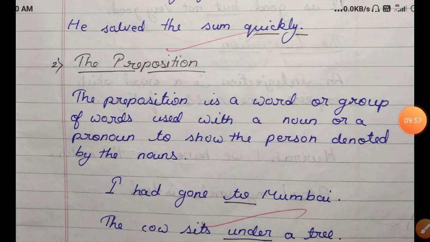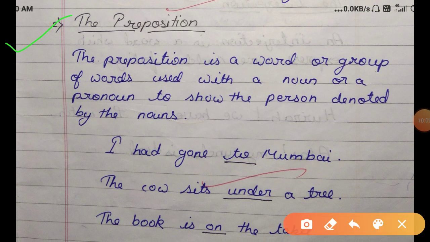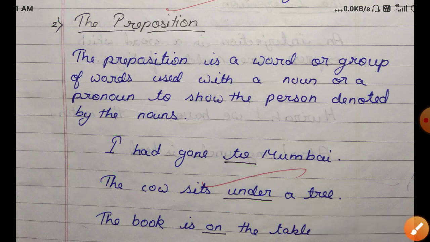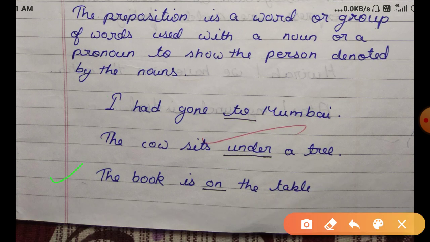Now next comes preposition. The preposition is a word or group of words used with a noun or a pronoun to show the person denoted by the noun. First example, I had gone to Mumbai. Here, to is preposition. Number two, the cow sits under the tree. Here, under is the preposition. Next, the book is on the table. Here, on is the preposition.